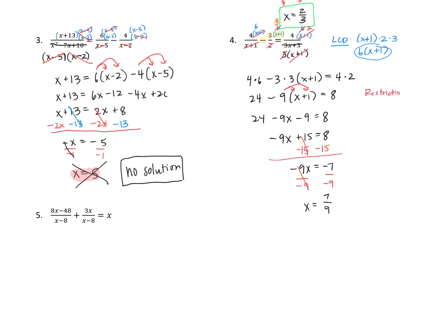So restrictions. Set your denominator, in other words, your least common denominator, equal to 0 and solve. So 6 equals 0. Well, that doesn't lead to a solution because there's no variable. X plus 1 equals 0, so x cannot be negative 1. That's my restriction, negative 1. That's not the answer that I got. So the answer that I got of 7/9 is a valid solution.